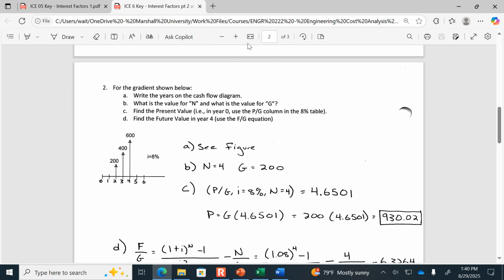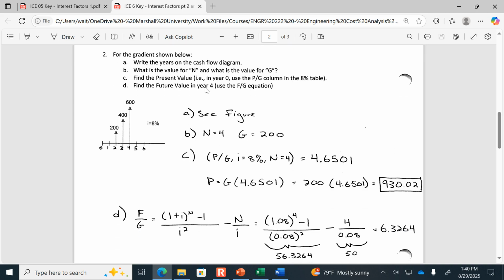Okay, then the last part here, part D, find the future value in year 4 using the equation. The F/G equation is a beauty. So remember, my recommendation is don't just do this whole thing in your calculator. That's just a recipe for calculation errors. You can't afford to make mistakes.